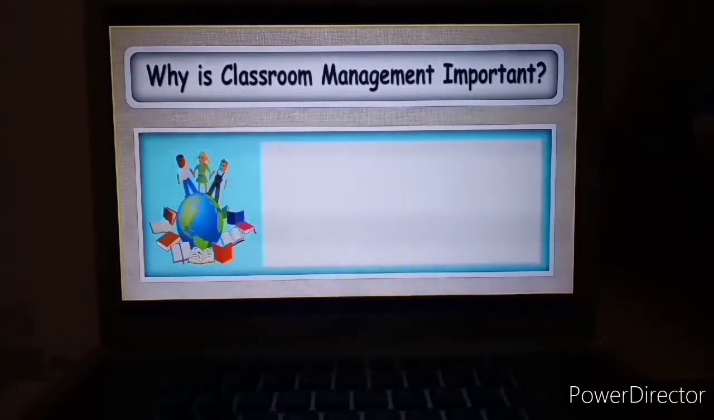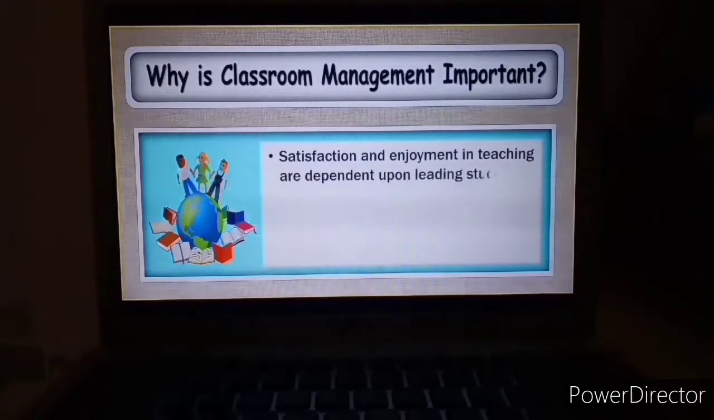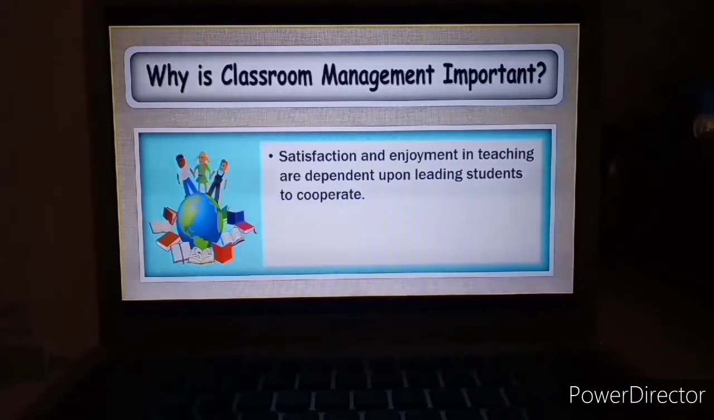Why is classroom management important? Satisfaction and enjoyment in teaching are dependent upon leading students to cooperate. Improving your classroom management means you are constantly working to create a learning environment in which all students feel safe and appropriately challenged. It means that the learning opportunities you provide to students are organized, planned, and well delivered.